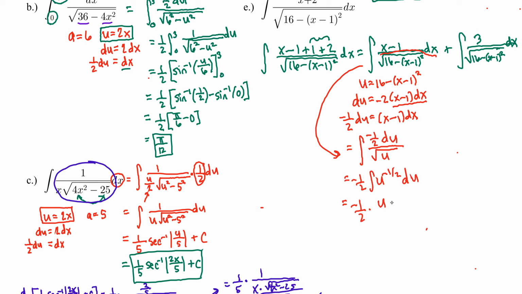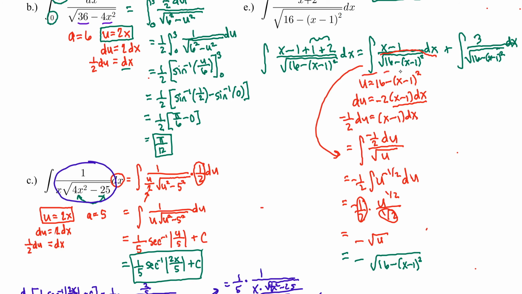I'm going to add 2 over 2. I'm adding 1 to the numerator. I'm going to divide by that same thing. And then we would end up with negative square root of u. Notice the 1/2 divided by the 1/2 cancels. We have u to the 1/2, which can also be written as the square root of u. So to finish this part of the integral, we're going to replace u with this square root of 16 minus quantity x minus 1 squared. But we still have the task of evaluating this second integral.